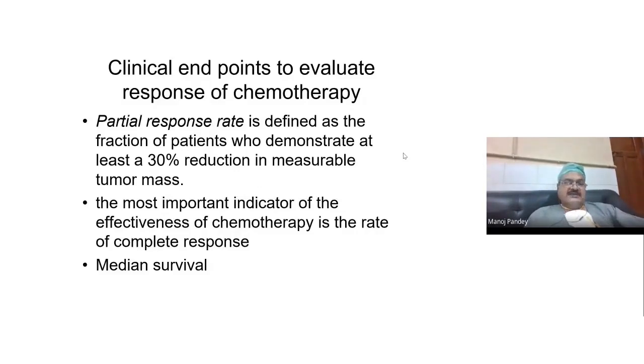So as per RECIST, a partial response is defined as a reduction of 30% of the size of the measurable tumor mass. So if you have a 10 centimeter tumor, you have given chemotherapy, the tumor becomes 7 centimeter, you call it a partial response. Okay. And if the tumor completely disappears, you call it a complete response. And the patients where the response rate is higher or they have a complete response, they do better than those who partially respond to chemotherapy.